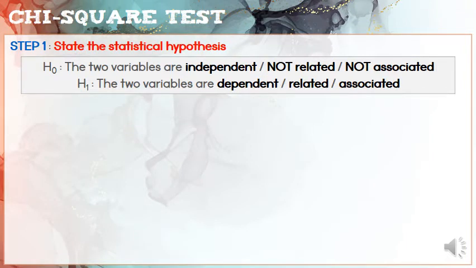So in any hypothesis testing, we should start with step 1 by stating the statistical hypothesis. In the chi-square test of independence, our null hypothesis will be the two variables are independent, not related, or not associated. Choose one word that best explains or represents what the question asks. And your alternative hypothesis will be the two variables are dependent, related, or associated.